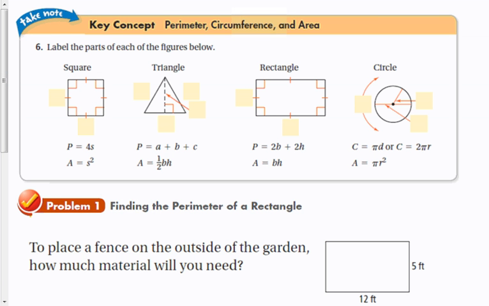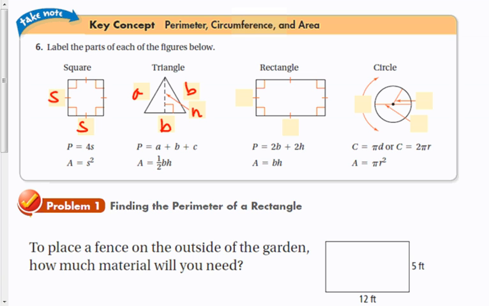All right, so here's our key concepts to find perimeter, circumference, and area. Some formulas you're going to use. And I'll just fill in the letters from the formula here. For a square, since both sides are the same, we're going to label them both S. For a triangle, we have a base, and we have a height, and the other two sides can be called A, B, and C.